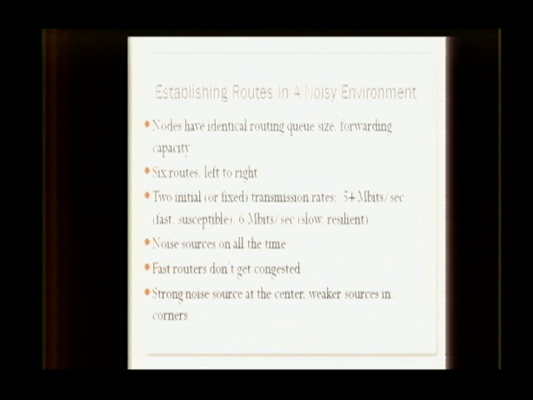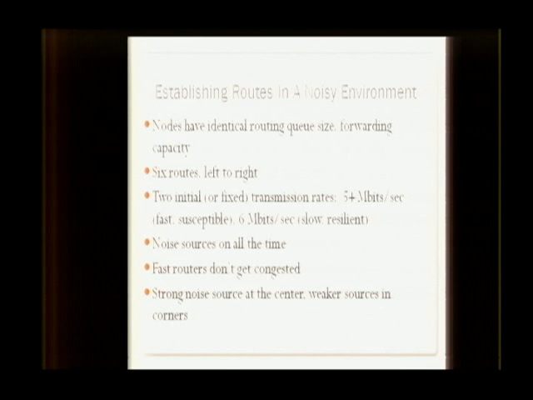Establish routes in a noisy environment. Again, nodes have identical routing, queue size, and forwarding capacity, because they're homogeneous. I am setting up 6 routes left to right, from the top left node to the top right node, and so on. There are 6 horizontal routes right across. 2 initial or fixed transmission rates. I went to the extremes.